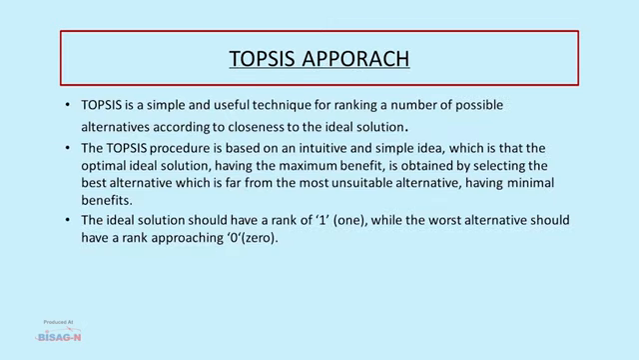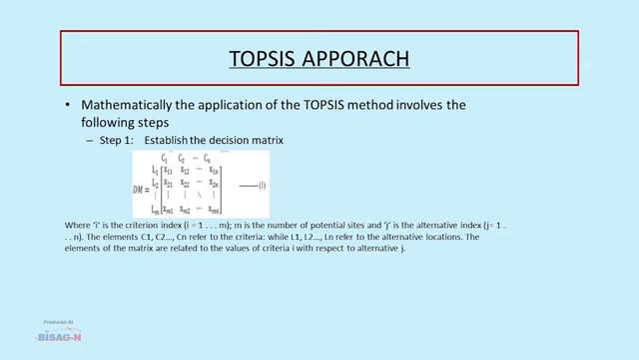Now the Topsis approach. Topsis is a simple and useful technique for ranking a number of possible alternatives according to their closeness to the ideal solution. The Topsis procedure is based on the intuitive and simple idea that the optimal ideal solution, having the maximum benefits, is obtained by selecting the best alternative, which is far from the most unsuitable alternative having minimum benefits. The ideal solution should have a rank close to 1, whereas the worst alternative should have a rank approaching 0.